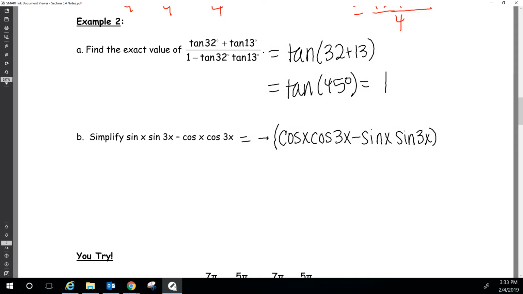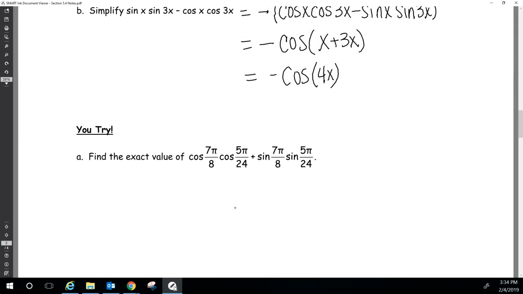And now this one looks like the cosine of the angle plus the angle. So this is minus cosine of angle 1 plus angle 2. And then x plus 3x is cosine 4x. All right, so we got negative cosine 4x for that one.